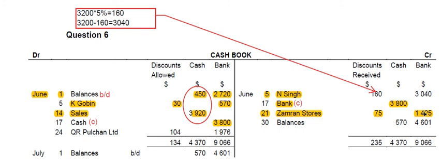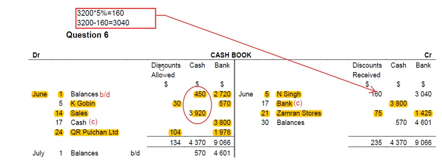Then on 24th, we are receiving a check from QR. So QR again is a trade receivable. If you see in your textbook, QR was owing to the business 2080 and now there is a 5% discount. The 5% of 2080 is 104 and then we minus the 104 from 2080 to get 1976. So this finishes all the transactions and then what's left is balancing.